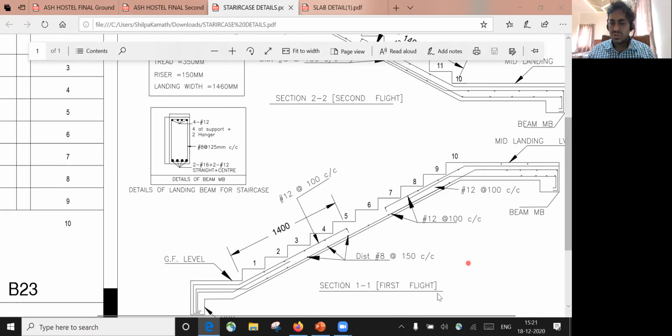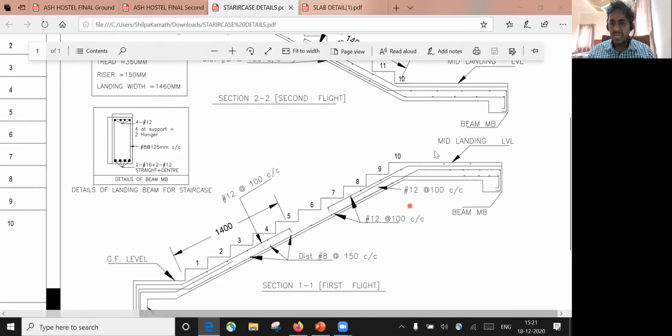Similarly, if you come to the top level, I mean here, it's a mid landing level. Again here, the main reinforcement what you can see is a 12 diameter bar at 100 center to center spacing. And the distribution bar, both the bars here also, this is also main bar, even this is also main bar here.